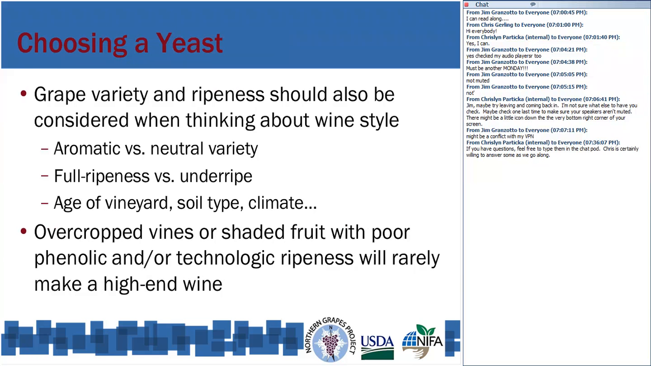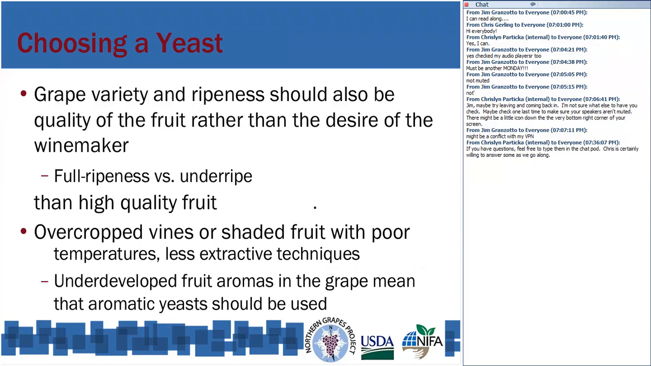So again, you're thinking about wine styles. You also need to think the grape variety is important, whether you have an aromatic grape, like La Crescent, versus a more neutral one, say Prairie Star. The ripeness of your fruit, where it's grown, and then also the age of the vine, or these other quality issues, if the fruit's overcropped or shaded, and your aroma and phenolic development.